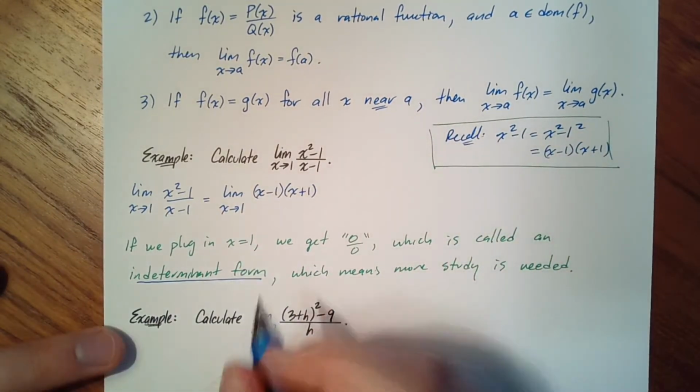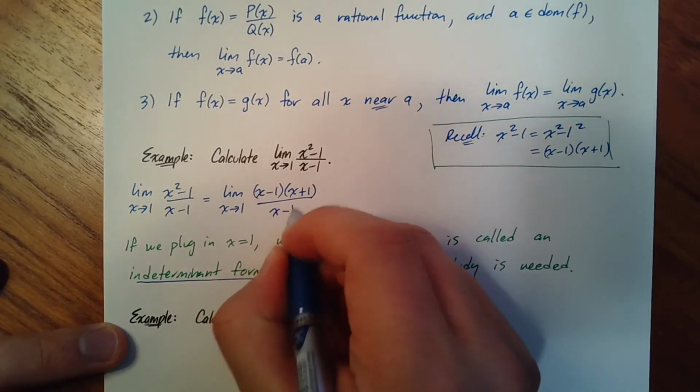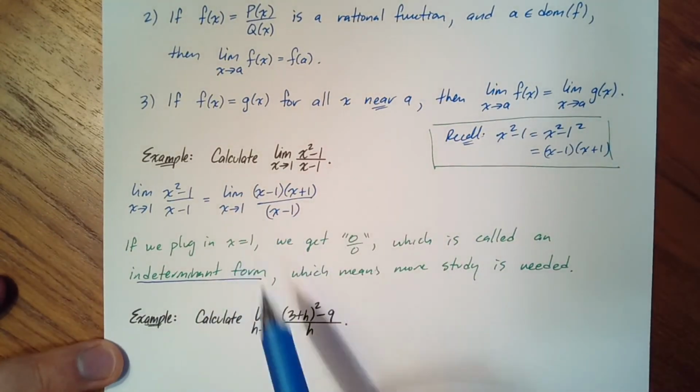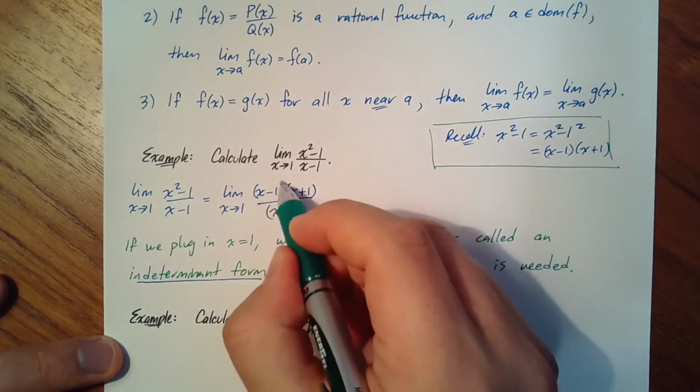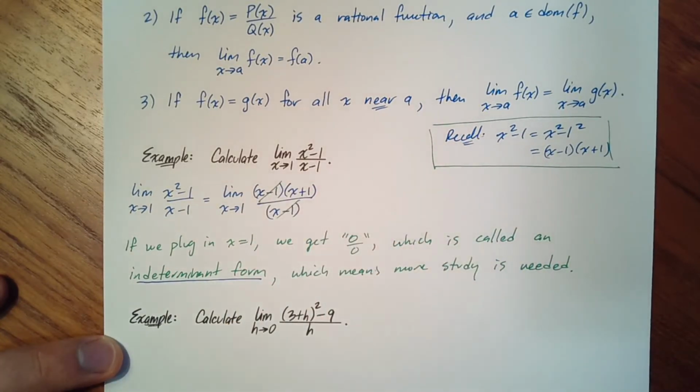Okay, so let's finish this off. So we still have x minus 1 on the denominator, and hey, it looks like I can algebraically cancel the x minus 1s there. I can actually reduce this fraction because I have a common factor of x minus 1 on the numerator and the denominator.